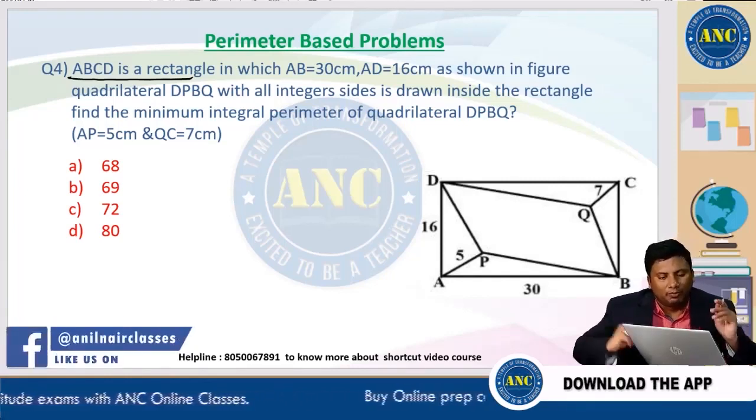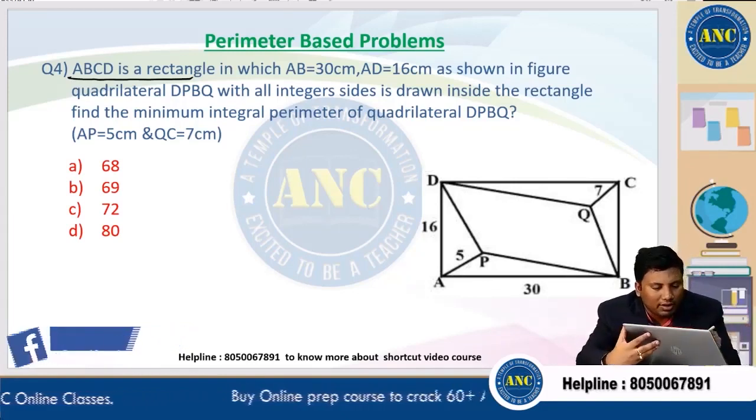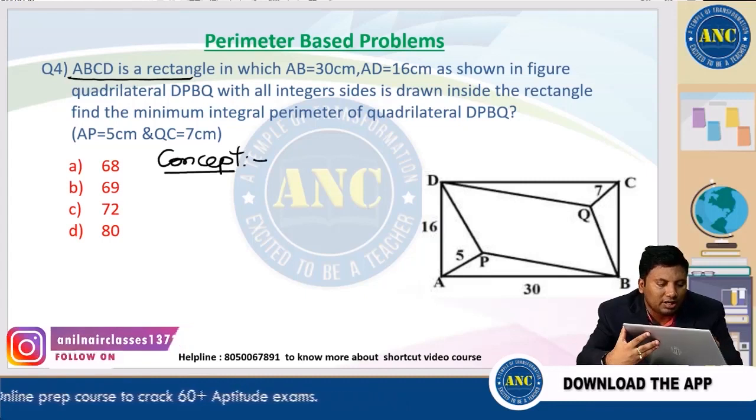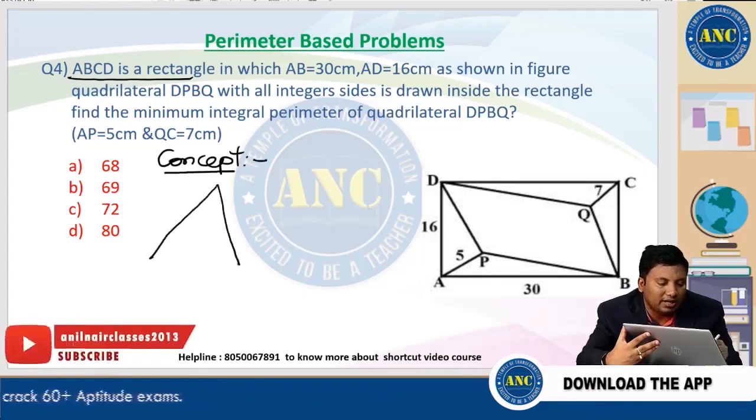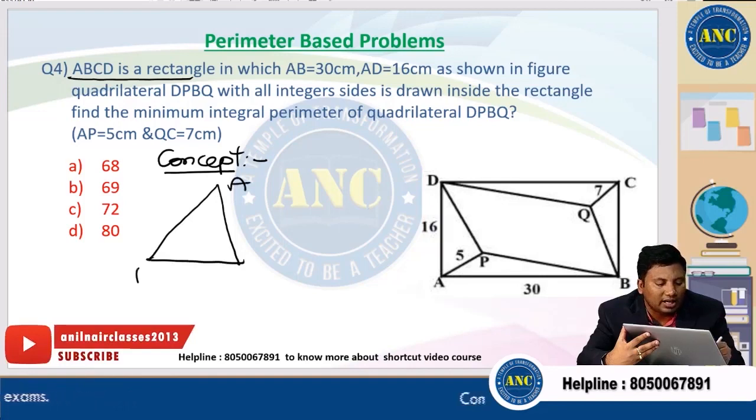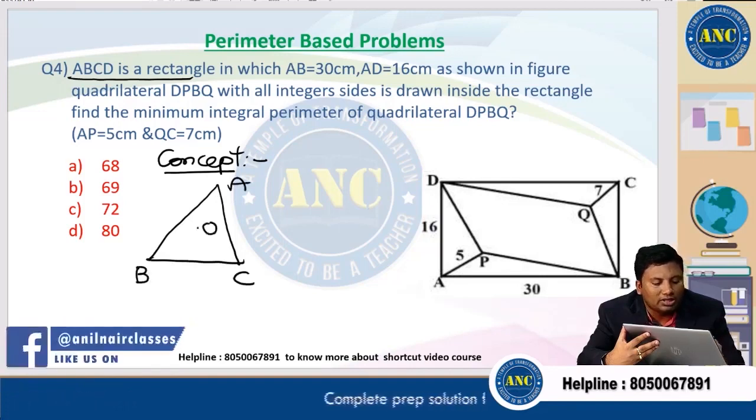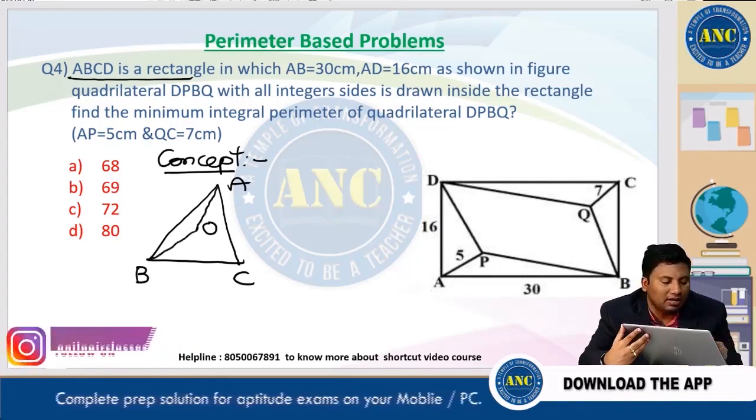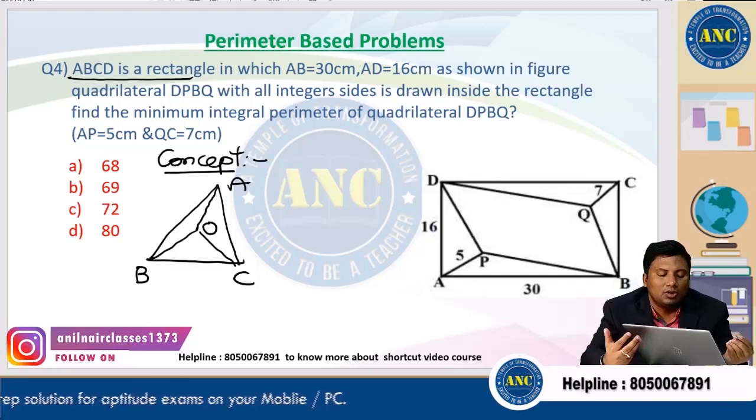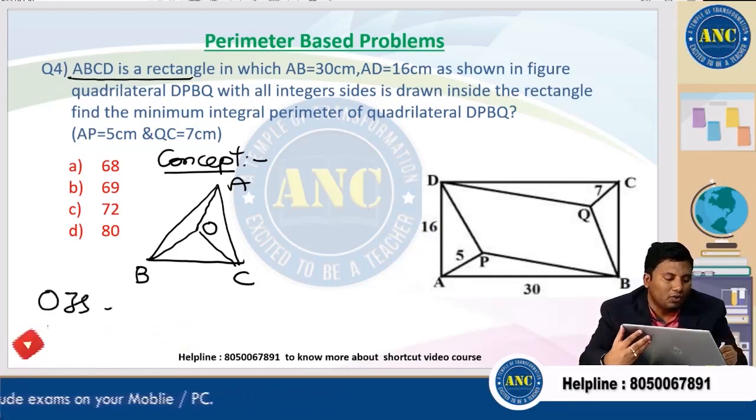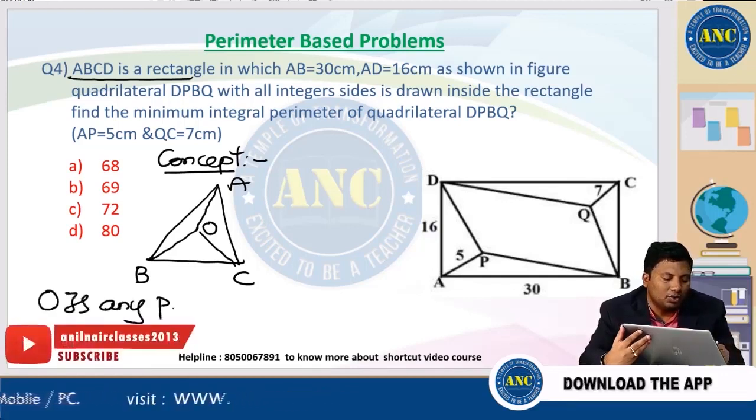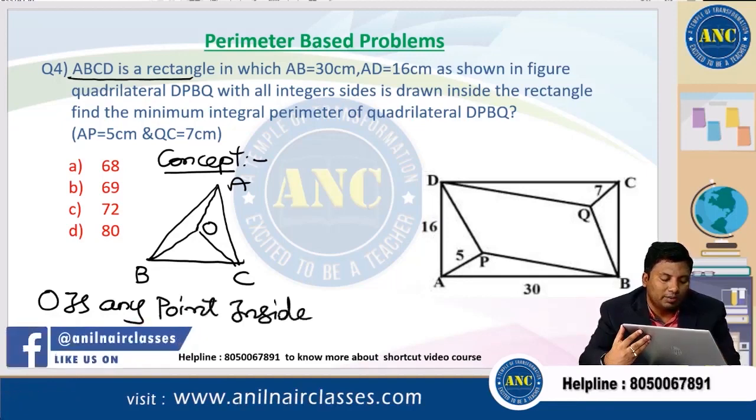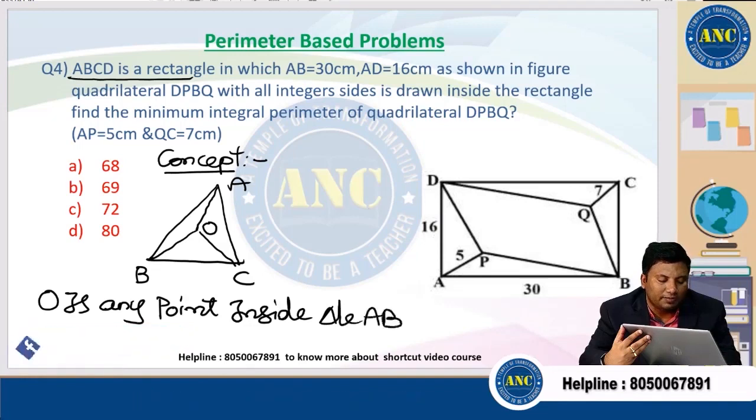Now question number 4. Before we discuss question number 4, let us discuss a concept. There is a triangle ABC. O is a point inside the triangle. I will connect these. O is any point inside the triangle ABC.